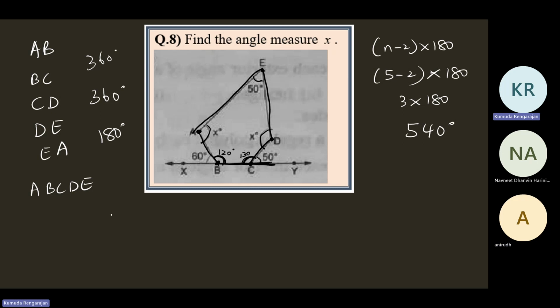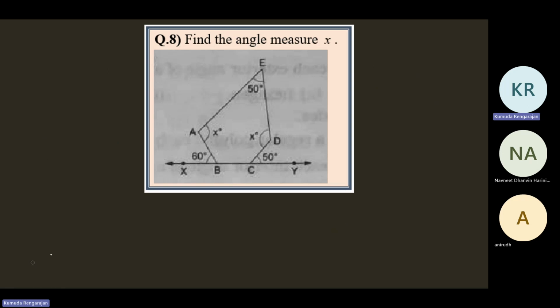So your working will be like this. Angle A is X. B is 120. Angle C is 130. Angle D is X. And angle E is 50. The sum of these 5 angles is equal to 540.